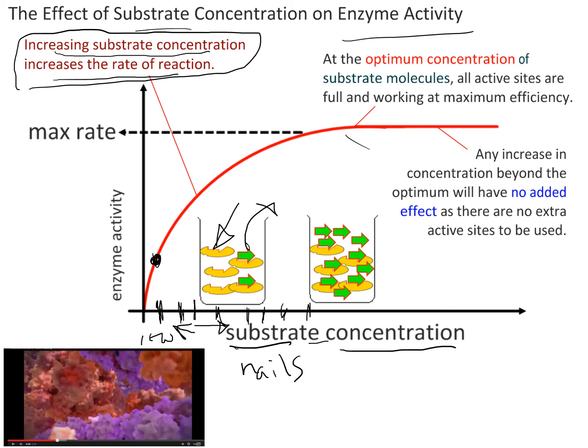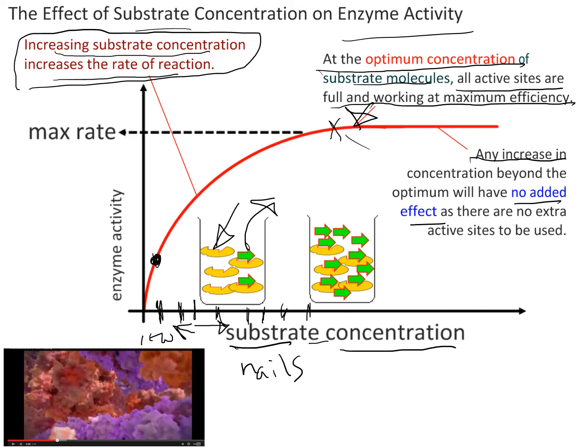As soon as one substrate is catalyzed and leaves the active site, another substrate molecule comes in right away because they're everywhere. There's a really high concentration. However, here, at the optimum concentration of substrate molecules, all the active sites are full and working at maximum efficiency. So any increase in concentration beyond the optimum will have no added effect, as there are no extra active sites to be used. Same thing with the construction worker analogy.